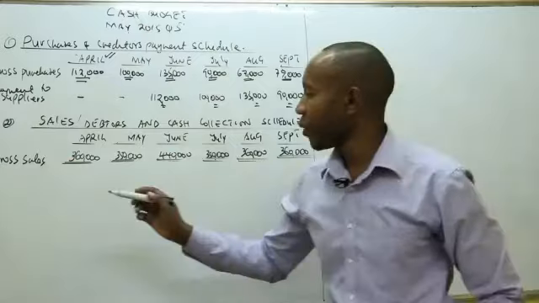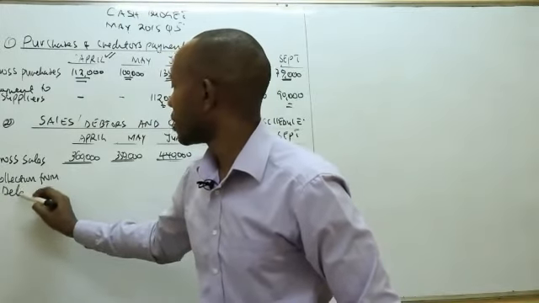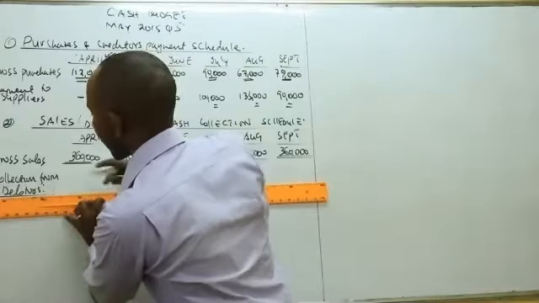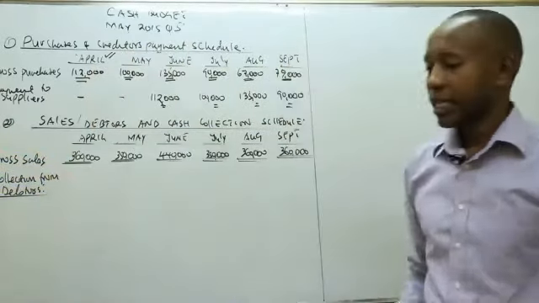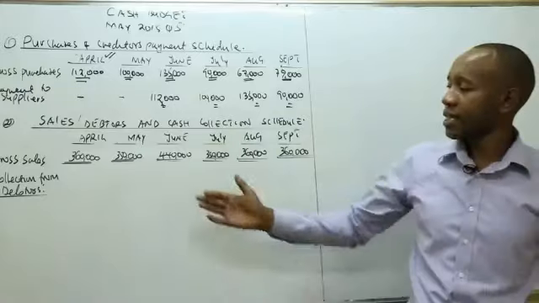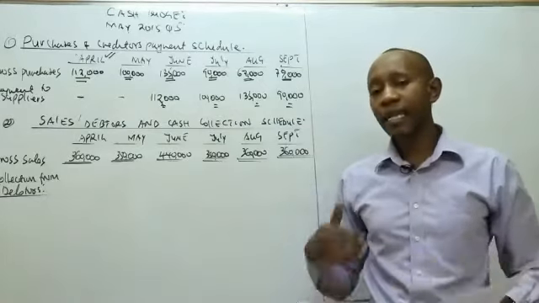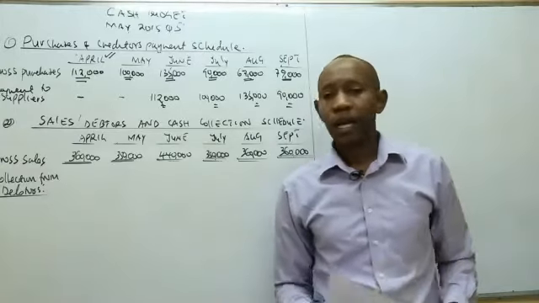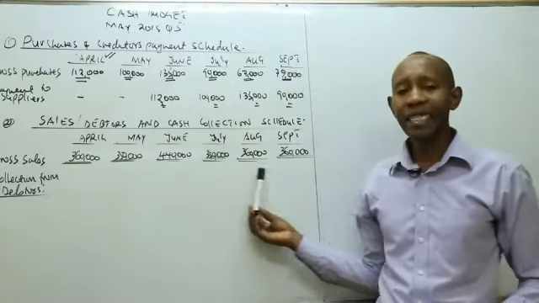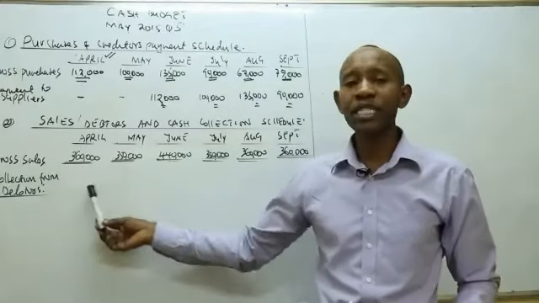Okay, then down here we can have collection from debtors. Now, notice that what I've seen a lot of us did is they separated the cash sales, saying that was 20%. Then they say the rest, which is 80%, will account for credit sales. But I think the correct treatment would have been, you assume that all these are debtors, because even the cash sales of 20%, you are told, were of the total or the gross debtors amount.